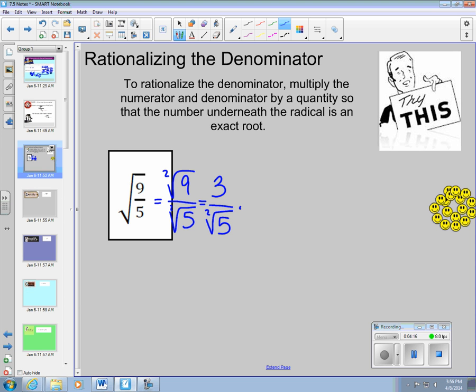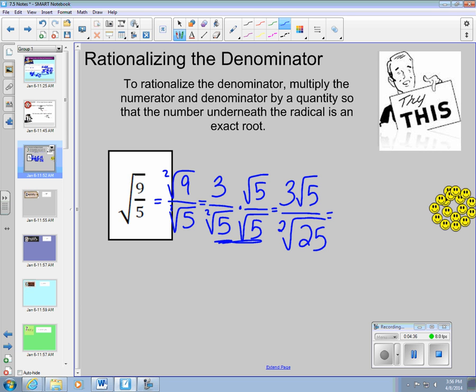So we're going to multiply both the top and bottom by root 5. Why do we do this? Because we can write our top now as 3 times root 5. And because of our product property, we can put this back together. And we're left with the square root of 25. I just put the 2 there, it doesn't need to be there. We know that the square root of 25 is 5, so our answer is 3 root 5 over 5, and that's our answer, and it's the simplified radical.